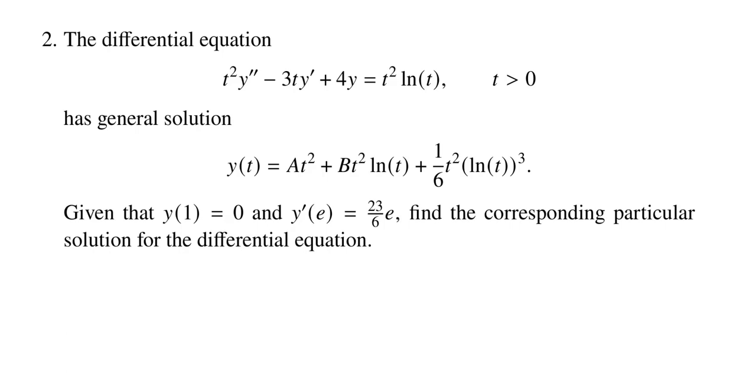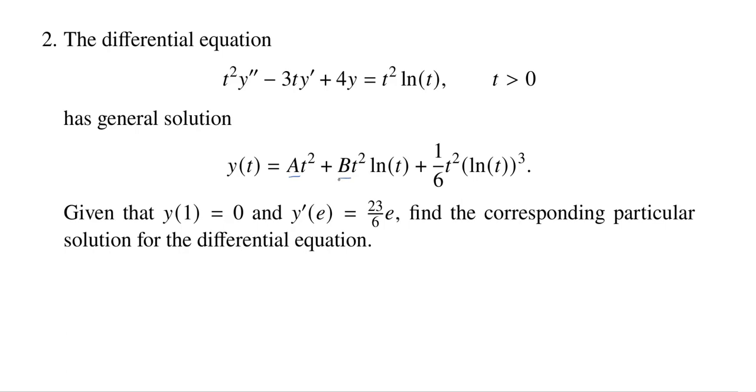In this problem, we're given a differential equation. What a monster. I notice that if this had been a 0 instead of a t squared ln of t, this would be a Cauchy-Euler equation. The good thing is we don't have to solve this differential equation, because a general solution is given below. So we already know it has this general solution.